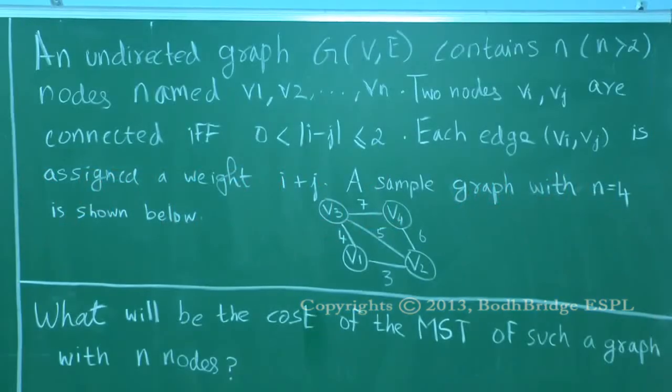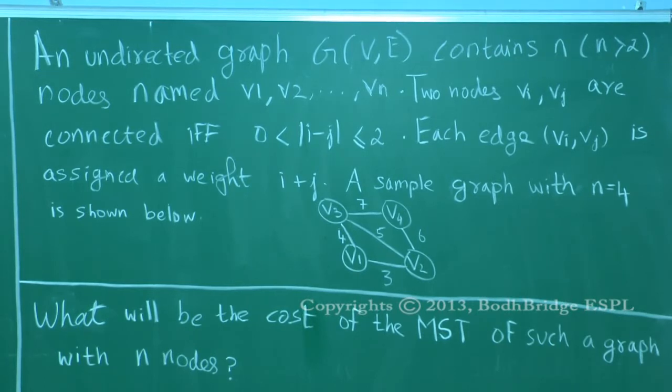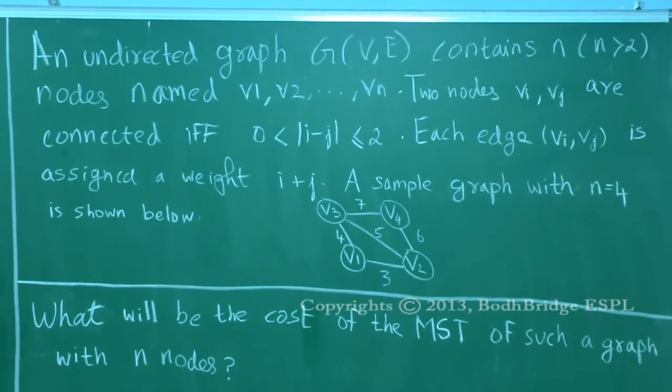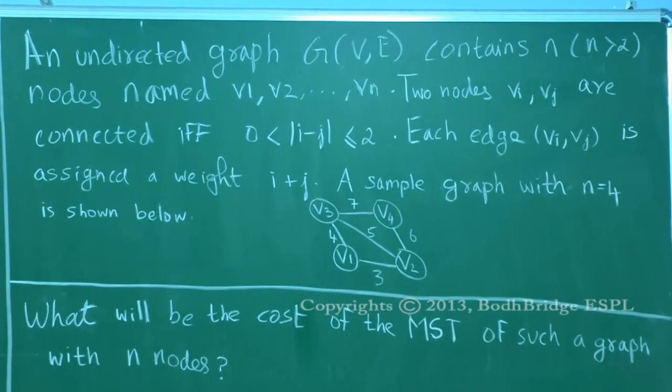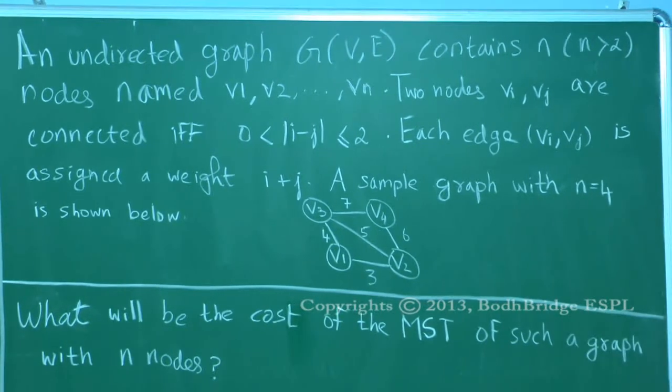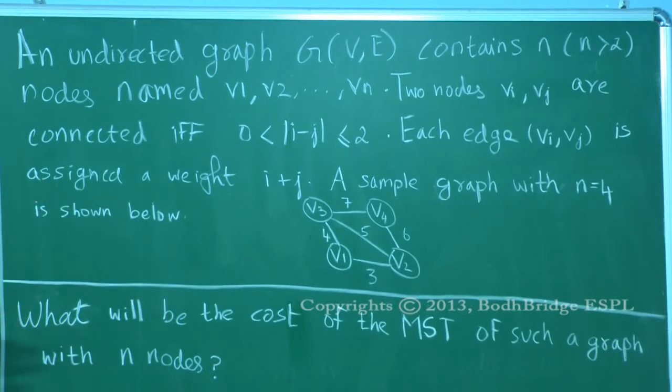The statement for the question is, an undirected graph G(V, E) contains n nodes, where n is greater than 2, named V1 to Vn. Two nodes Vi and Vj are connected if and only if the difference between i and j is less than or equal to 2. Each edge (Vi, Vj) is assigned a weight i plus j. A sample graph with n equal to 4 is shown below.